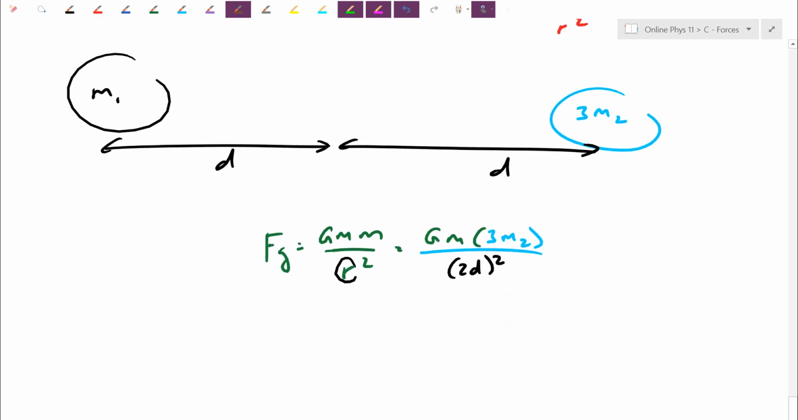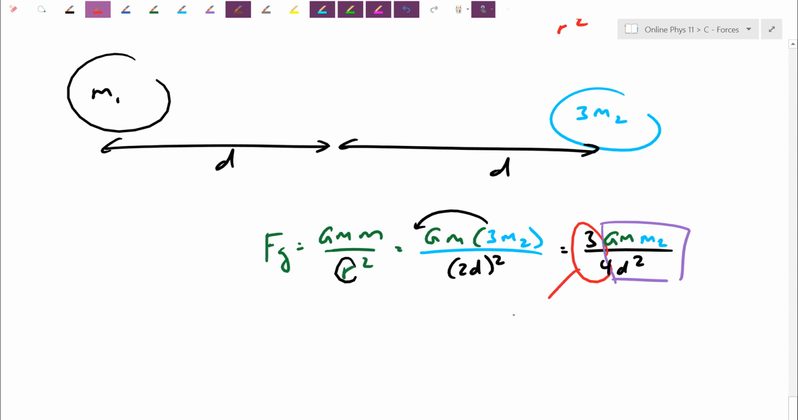If you do the math there, again, you can pull out the 3 in front. The 2d all squared on the bottom ends up as 4d squared. It's like 2 squared d squared. Therefore, I'm going to have 3Gm with m2 over 4d squared. If you match it up to the beginning, the beginning was this expression, GMm over r squared. The constant I ended up pulling out was this 3/4. So this one here is 3/4 that of the original Fg.